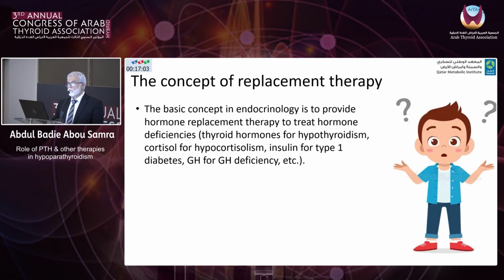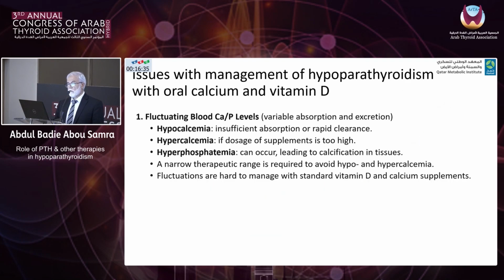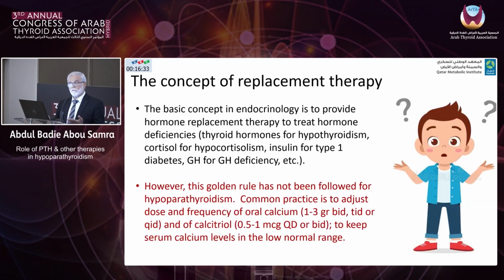So the concept of replacement therapy, this is a basic concept in endocrinology, is to provide the missing hormone to treat the deficiency. So we just spoke about thyroid hormone to treat hypothyroidism, cortisol to treat hypocortisolism, insulin for type 1 diabetes, growth hormone for growth hormone deficiency. But when it comes to hypoparathyroidism, we don't do that. What we do, we give vitamin D and calcium. So the question is, is that enough?